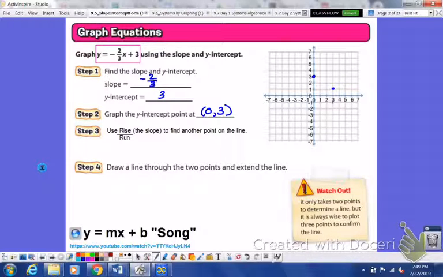We always want to graph more than 2 points. I know in step 4 it says draw a line through 2 points and extend the line, but we always want to do multiple points just in case we miscounted. So from our new point here, we're going to count down 1, 2, then right, 1, 2, 3. Or we could have gone back to our beginning and counted up 1, 2, and then left 1, 2, 3. I think we can squeeze one more: 1, 2, 1, 2, 3. Now I want to draw a line connecting all those points.